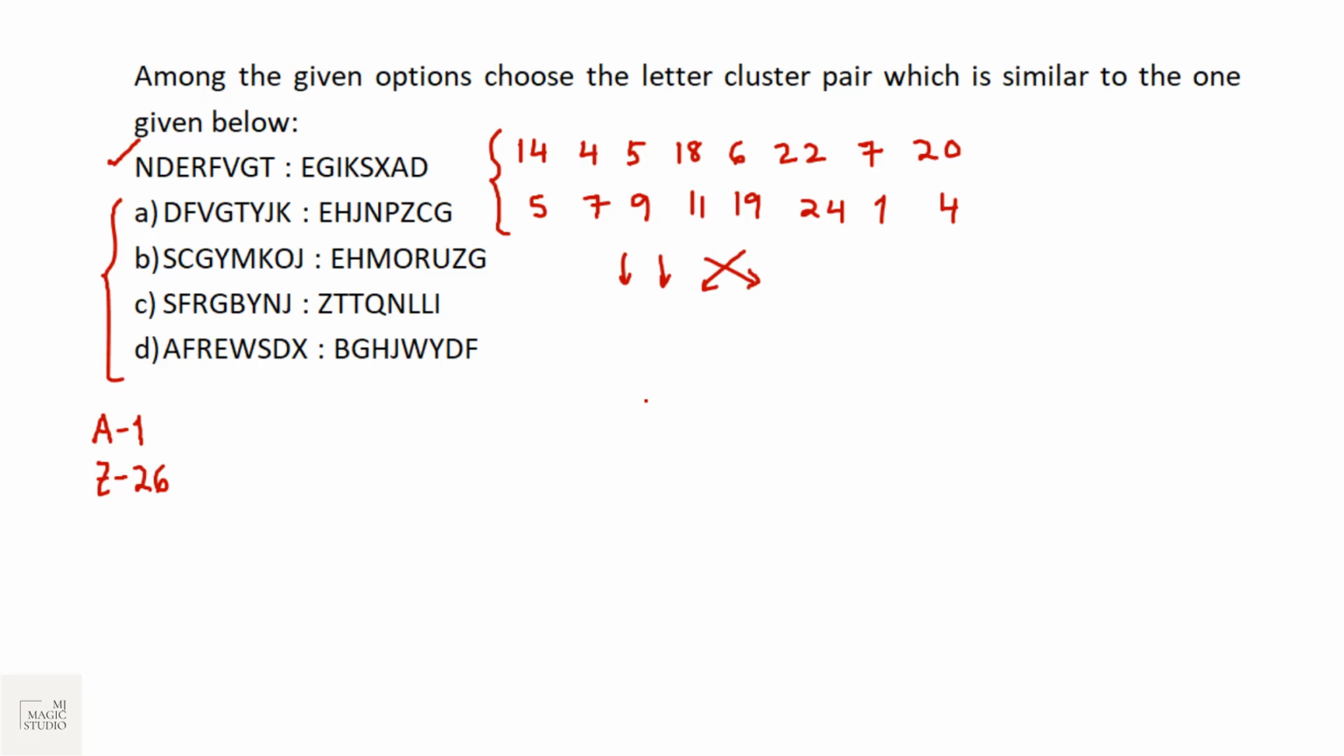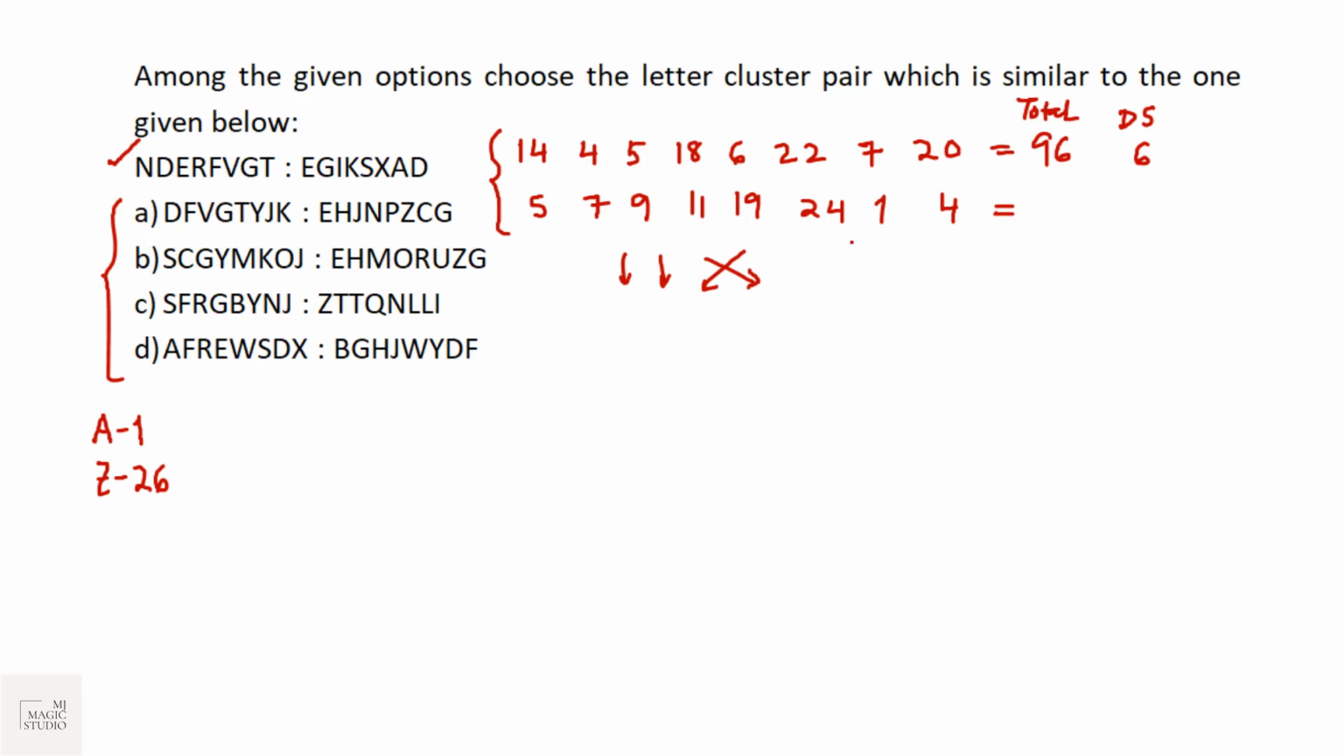So I thought, let's add these numbers and see whether we are getting something. 14 plus 4 plus 5 till 20 is 96, and its digital sum is 6. Digital sum is nothing but adding all the numbers and keeping on adding till you get a single digit. If I add all, I'll get 96, 9 plus 6 is 15, and then 1 plus 5 is 6. So the total sum we are getting is 96, and the digital sum we are getting is 6.